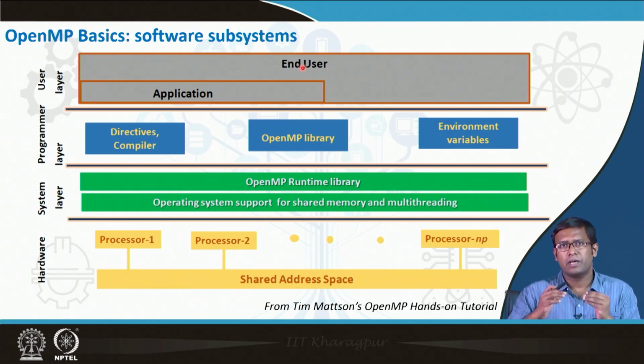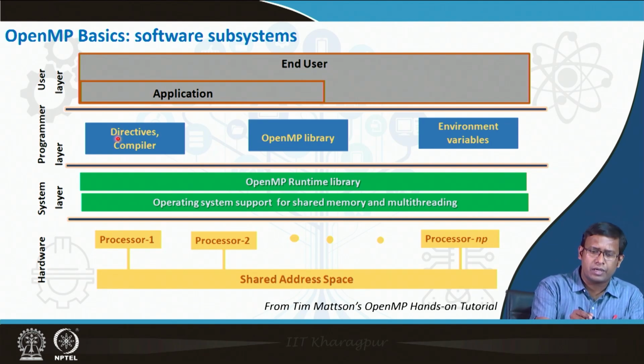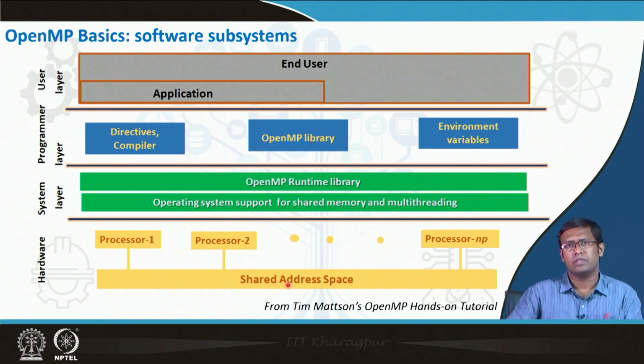So this is the typical hierarchy of OpenMP software subsystems. The user only knows that he has an application job which has to be worked. A programmer has taken the application and wrote a program. Inside he has included the directives, which will call the library functions during compilation, and he will also set the environment variables. This will go to the systems layer of OpenMP, where the runtime libraries will be active and will interact with the OS, and the operating system will launch the jobs as multi-threaded jobs connected with the shared memory system.